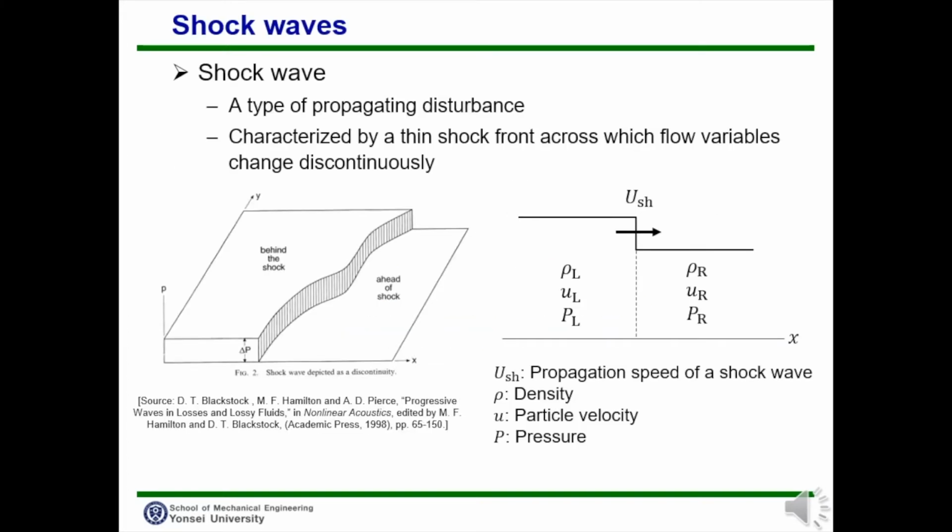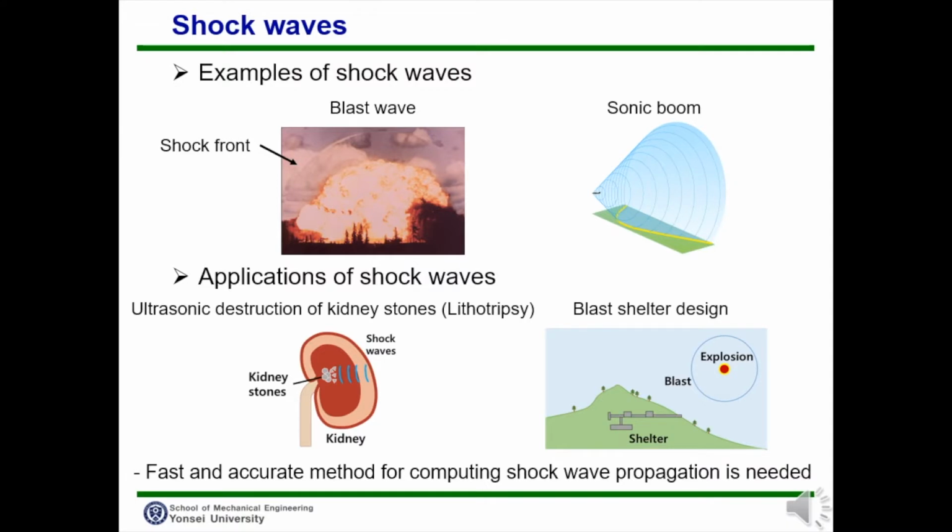Before introducing the Hugoniot scheme and demonstrating its application, let me first explain what a shock wave is. A shock wave is a type of propagating disturbance of high pressure. It is characterized by a thin region called the shock front, across which pressure, density, and other properties of the medium change discontinuously. Some familiar examples of shock waves are blast waves from explosions and the sonic boom of supersonic aircraft.